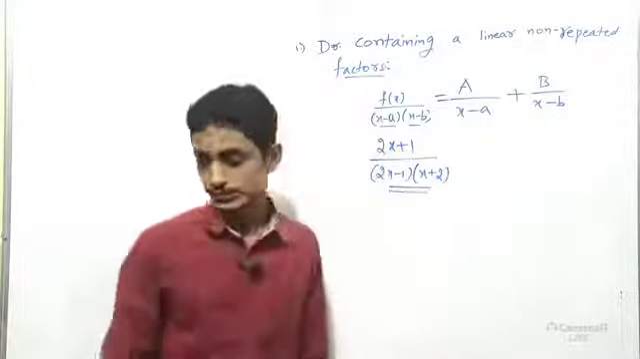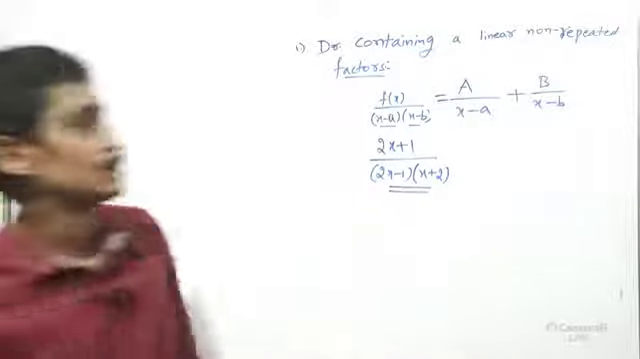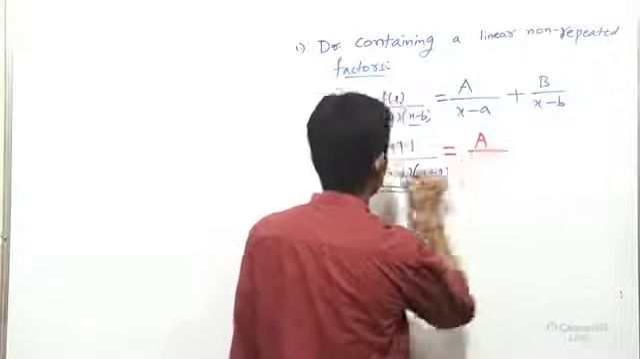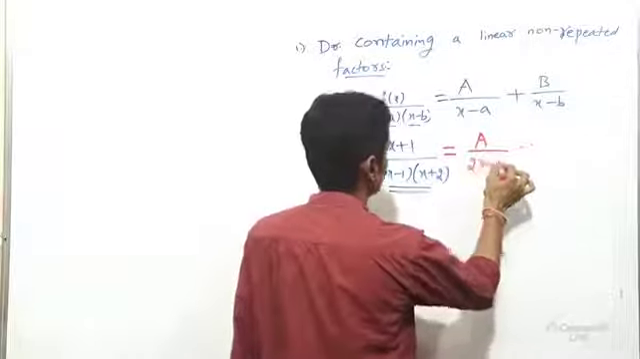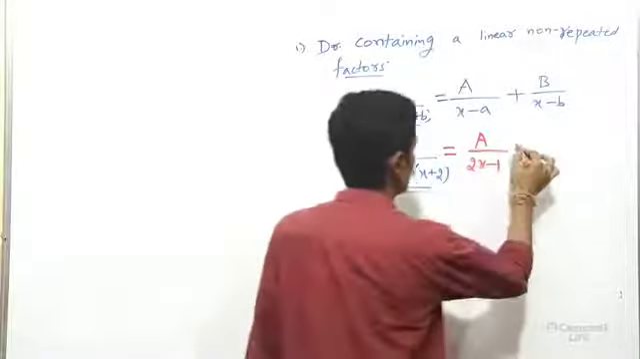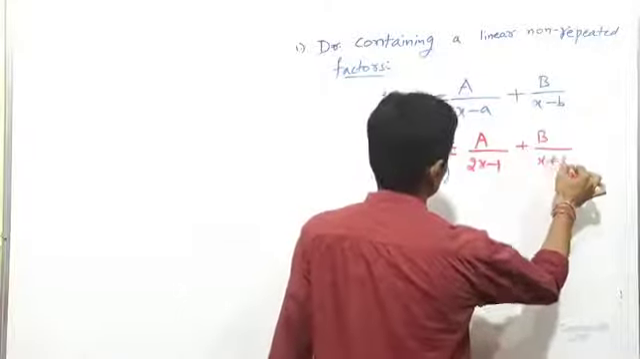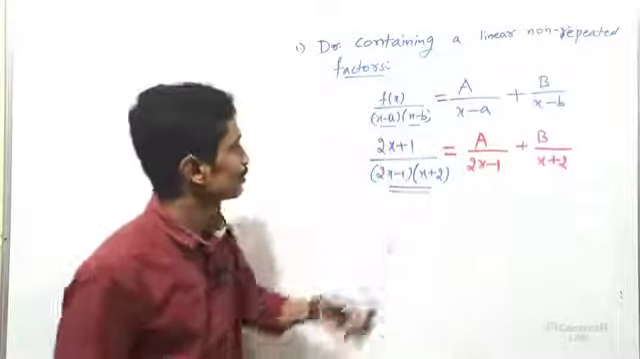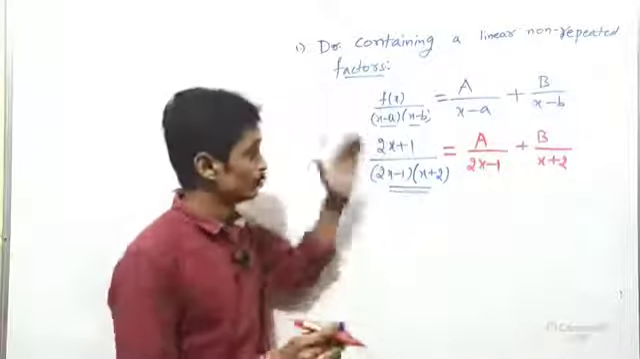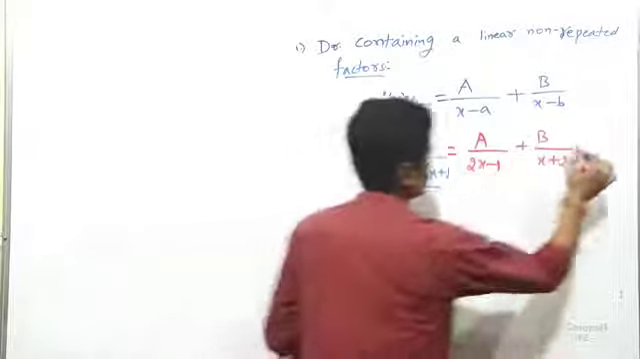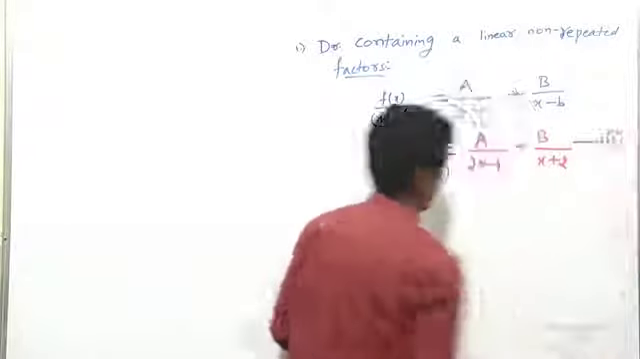There are 2 factors. If we have 2 factors, then how can we write it? A divided by the first factor, that is 2x minus 1, plus b divided by the second factor, that is x plus 2. After this problem, a same kind of problem will be given as homework. One more time you can observe for better understanding. So this I am calling equation number 1.